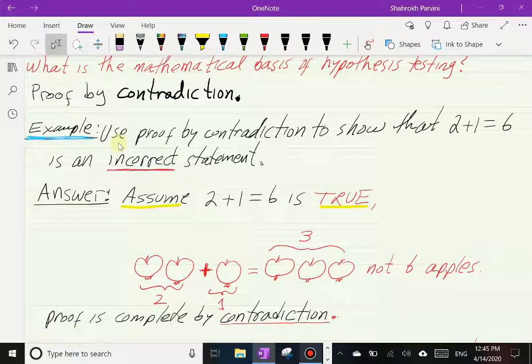As far as the way it works with research, the proof by contradiction in a hypothesis test is this. We're going to get a sample value. That would be like getting my apples. We're going to get a sample, and then we come back and say, okay, we're going to assume what you say is true.